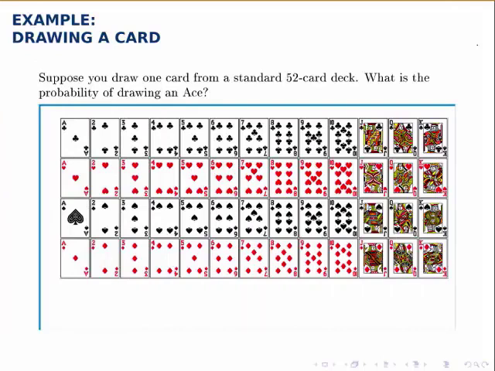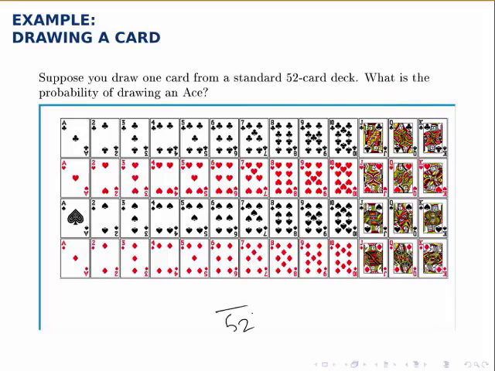Suppose you draw 1 card from a standard 52 card deck. What's the probability of drawing an ace? Here I've put a picture of a standard 52 card deck, just for reference. Again, we have 4 suits, the clubs, hearts, spades, and diamonds. Within each suit, there are 13 cards, ace, and then the numbers 2 through 10, and then the 3 face cards, jack, queen, king. So we've got 52 total cards to draw from, so the number of possibilities, or the denominator in our probability, is going to be 52.